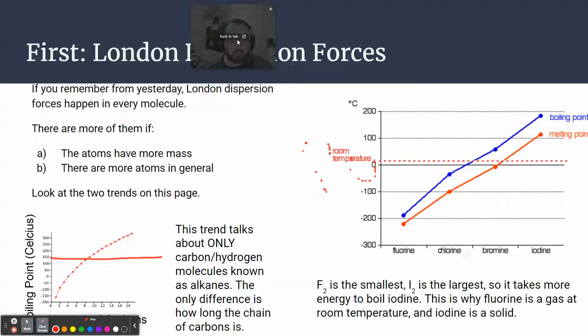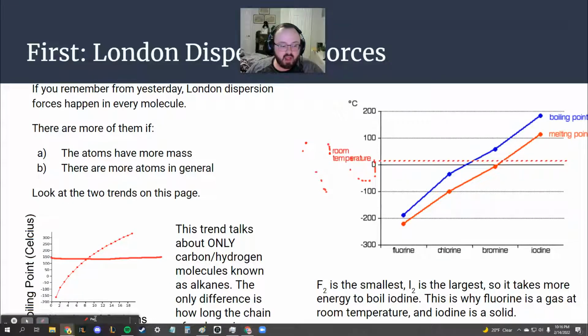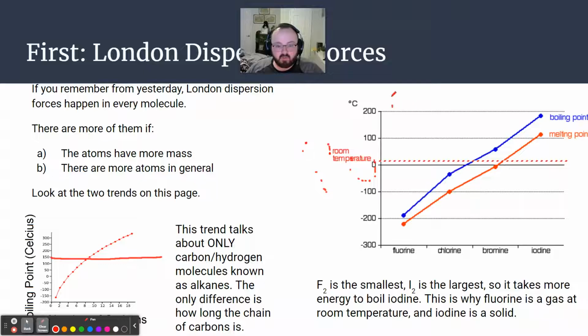So this is again for honors, just London dispersion forces and how this works with boiling point. Fluorine, chlorine, bromine, and iodine. Fluorine is the smallest. If we draw this out, this is the definition of a nonpolar bond, the most nonpolar bond. But it is the smallest, so it has the least amount of London dispersion forces. And because you have fewer forces to break up, it takes less energy, therefore less temperature, to boil F2.